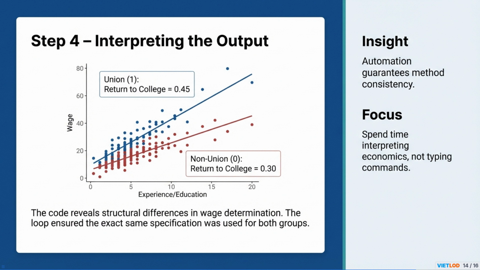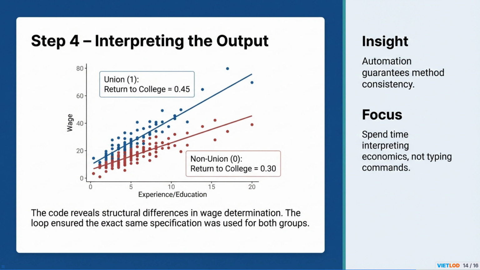for each group. If the union variable had 3 categories, e.g., non-union, union member, covered by union, the levelsof command would capture all 3, and this same loop would automatically run the regression 3 times, once for each group, without any changes to the loop structure.